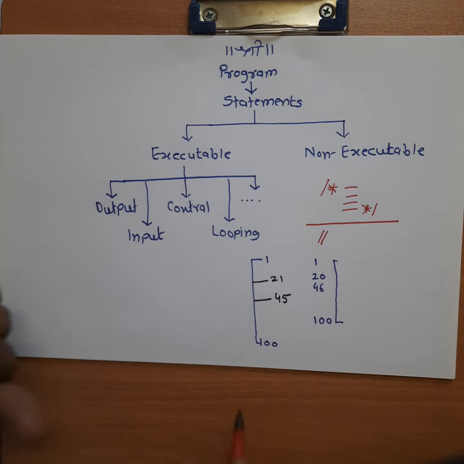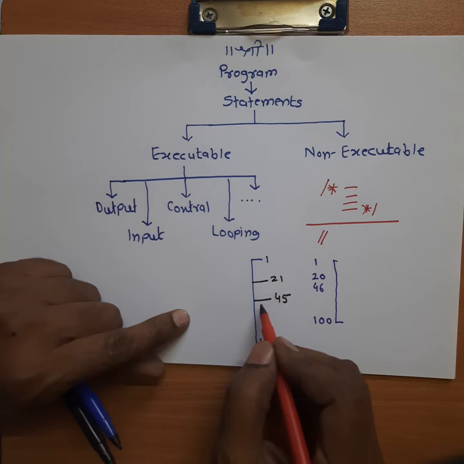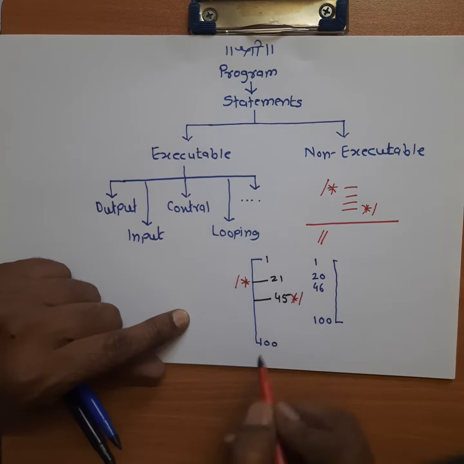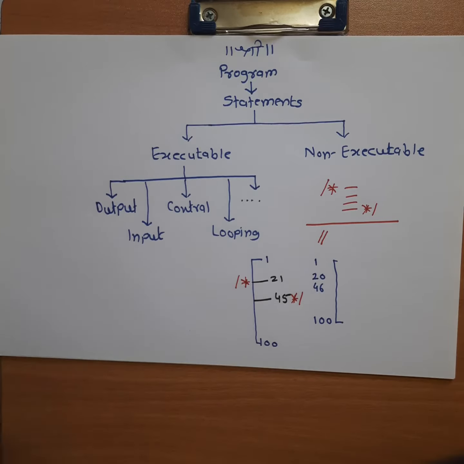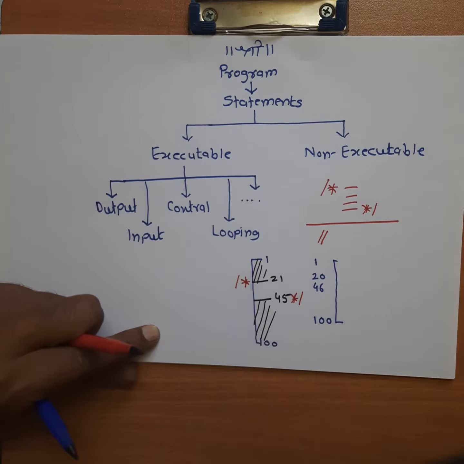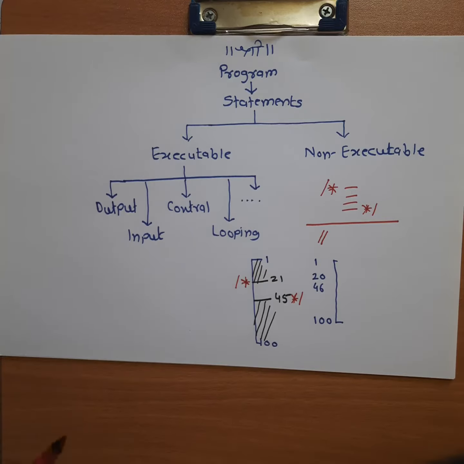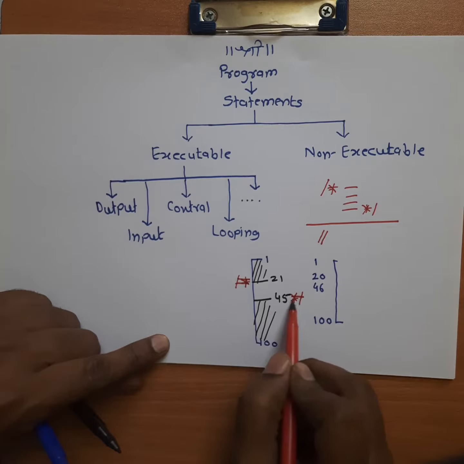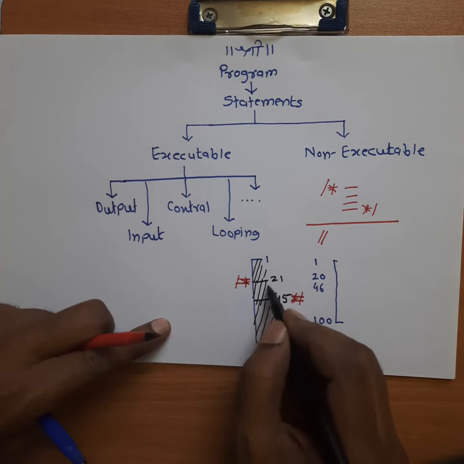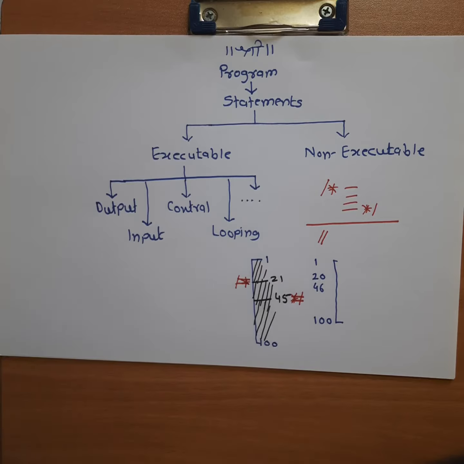So instead of deleting this part, what we can do is, when we don't need this part, mark it with /* and */. Then the computer will consider only the part 1 to 20 and 46 onwards as the actual part of the program. And when you need this again next time, you just remove this. Now when you remove it, your compiler will consider the whole program.